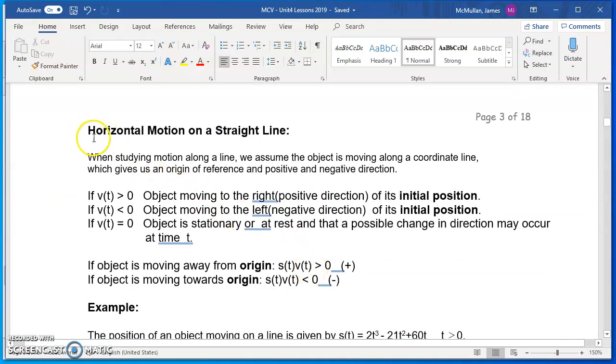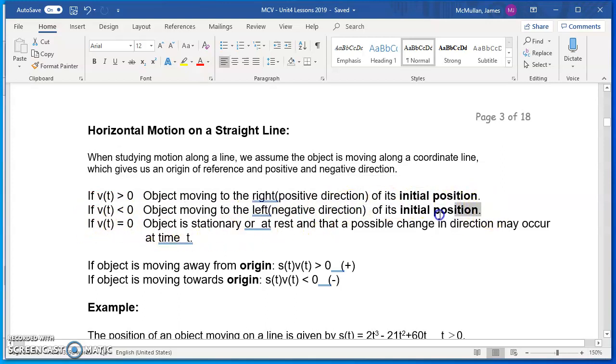Now, when you're talking about an object moving in a horizontal way as opposed to moving up and down, the one we just looked at was something being thrown straight up into the air and then returning back down. This one, we're talking about an object moving left to right, or right to left. So if v is a positive number, the object's moving in a positive direction. If v is a negative number, it's moving left.